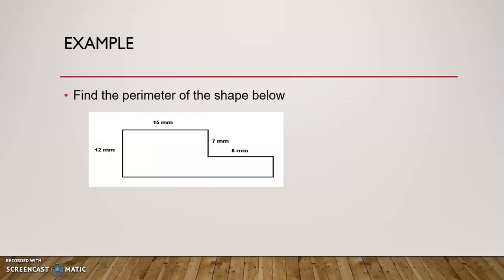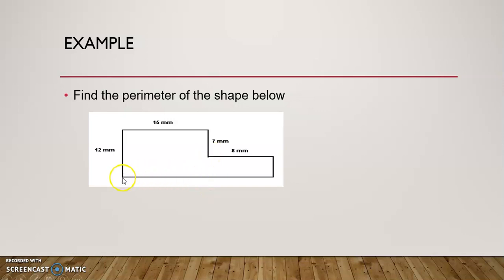Now, this is another shape, and we've been asked to find the perimeter. We said the perimeter is the distance around the shape, right? What's the distance around the shape? This is 12, that's 15, that's 7, that's 8. This side is unknown, this is also unknown. So let's look at this side. If here to here is 12 and here is 7, what will be here? It's 12 minus 7, right? Which is 5. So this is 5.